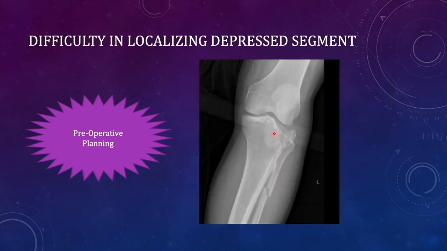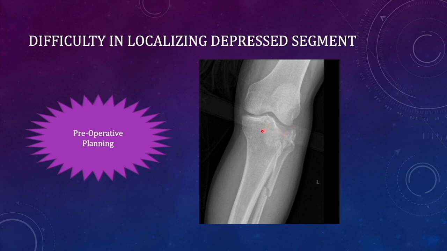In this AP view, you see there are multiple depressed fragments. This one, and this one. So overall there are 3 depressed fragments, but again we are not sure which one is more depressed, which one is less depressed. We need a CT to better identify the depressed fragments.